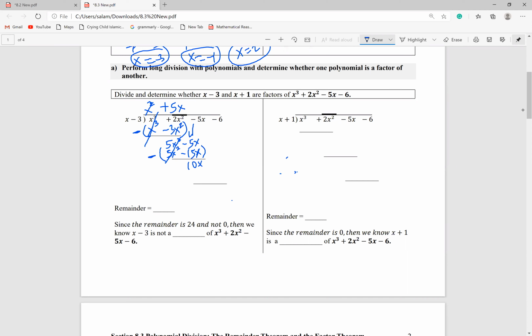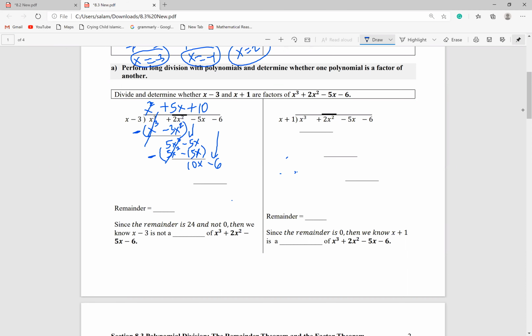Okay, so the next is to bring this term, which is the last term. So we're going to bring negative 6. Then I'm going to do the procedure again. 10x divided by x, that will give me 10. So now I have to use this 10 to multiply everything I have here.